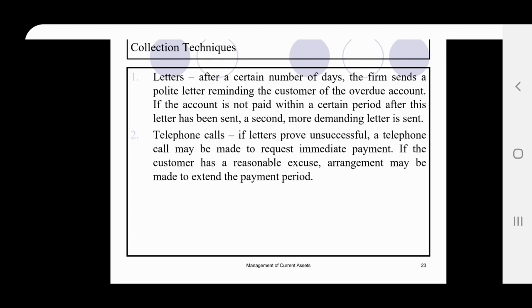Okay, secondly, telephone calls. If the letter proves unsuccessful, a telephone call may be made to request immediate payment. If the customer has a reasonable excuse, arrangements may be made to extend the payment period. Okay, next slide I will pass to Basit.